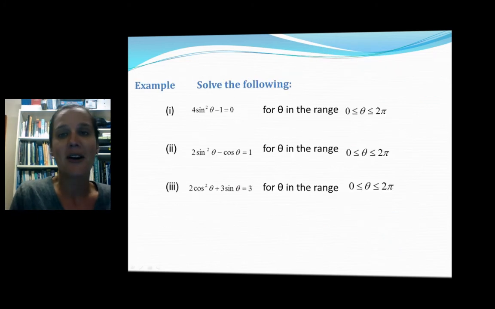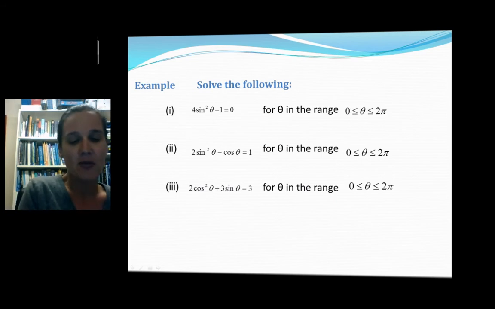Okay, moving on to our examples here. We want to solve the following problems. So first of all, we've got 4 sine squared theta minus 1 is equal to 0. We're going to add 1 to both sides. So we get 4 sine squared theta is equal to 1. We're going to divide through by 4. Here, sine squared theta is equal to 1 on 4.